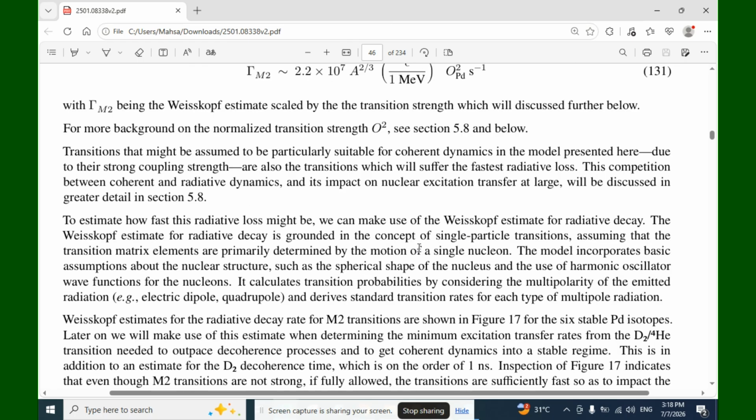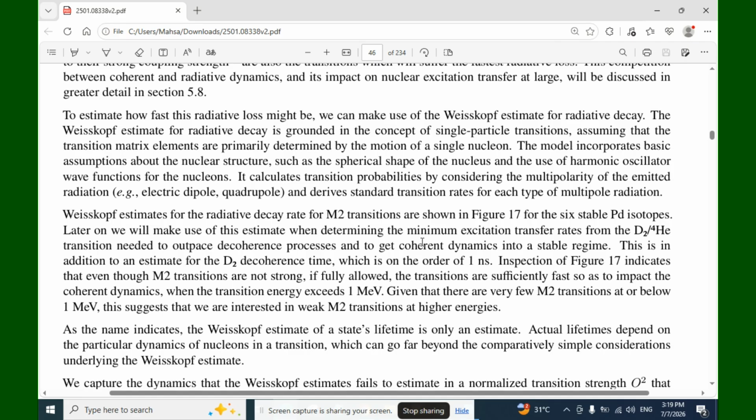For more background on the normalized transition strength omicron to the power of 2, see sections 5.8. The transitions that might be assumed to be particularly suitable for coherent dynamics in the model presented here, due to their strong coupling strength, are also the transitions which will suffer the fastest radiative loss. This competition between the coherent and radiative dynamics and its impact on the nuclear excitation transfer at large will be discussed in greater detail in sections 5.8. To estimate how fast this radiative loss might be, we can make use of the Weisskopf estimate for radiative decay.